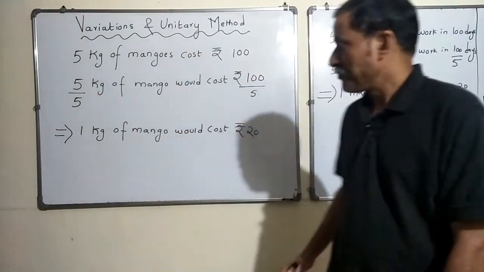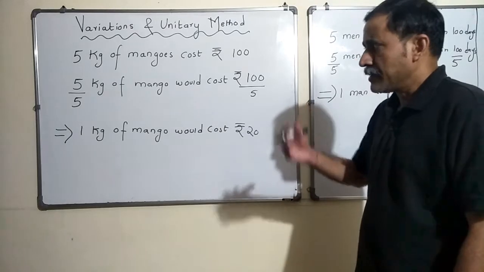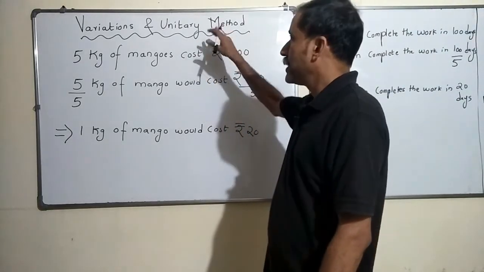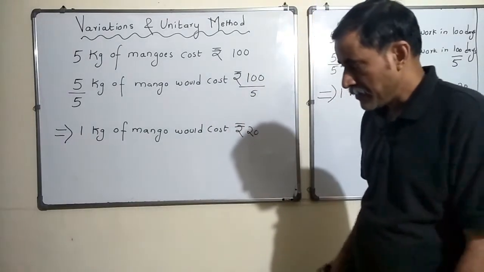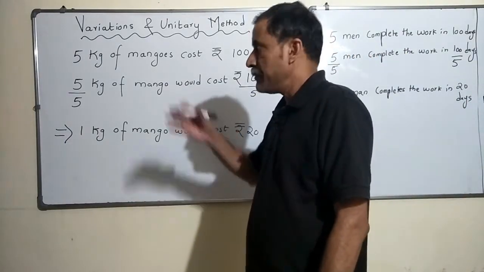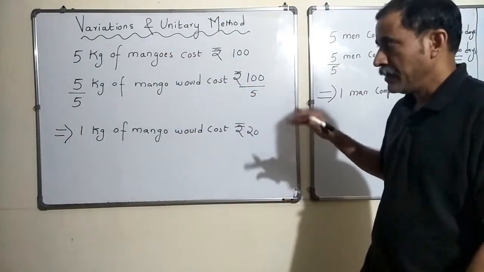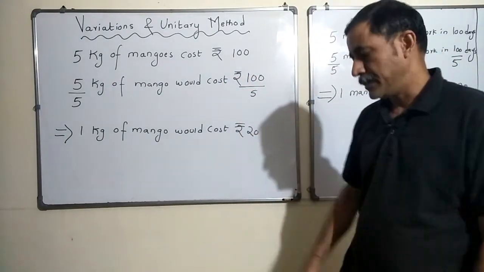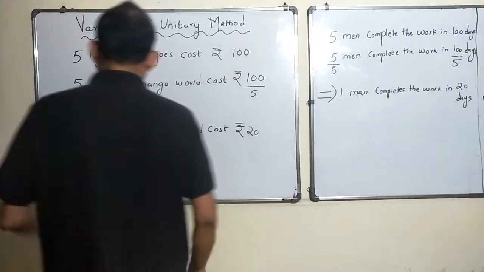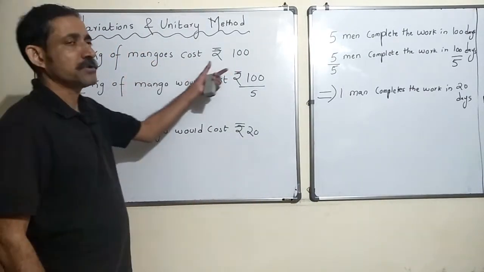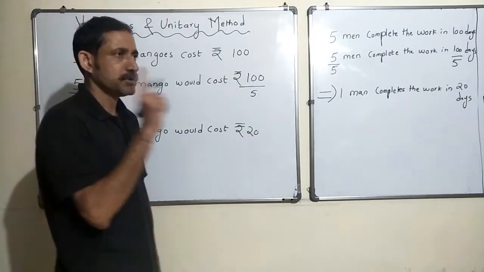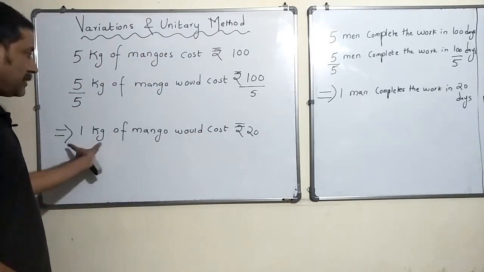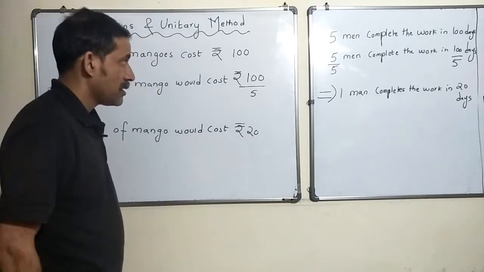All right. Let me get to that a little later, but before that, we also are going to deal with unitary method. Whenever there is a problem, we find out the cost associated with one unit. So for example, in this case, 5 kg of mangoes cost rupees 100. So I want to find out what is the cost of 1 kg. Somehow I find out the cost, and this happens to be correct.